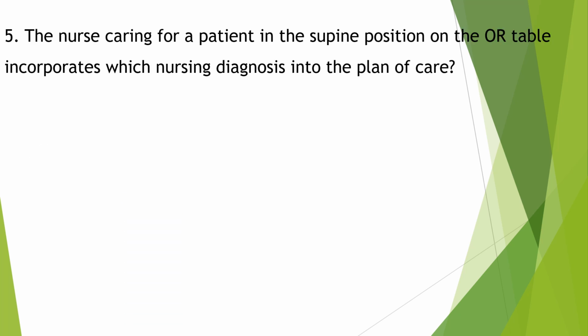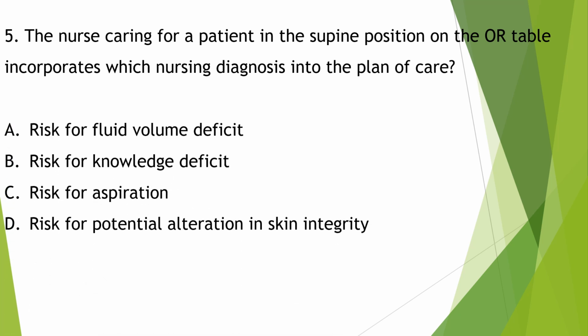The nurse caring for a patient in the supine position on the OR table incorporates which nursing diagnosis into the plan of care? Risk for fluid volume deficit, risk for knowledge deficit, risk for aspiration, risk for potential alteration in skin integrity. So here the answer is the risk for potential alteration in skin integrity. So the greatest concern for the patient in supine position are circulation related and vulnerable pressure points like occiput, spine, scapula, olecranon, sacrum and calcaneus. So the problem is with the skin integrity.